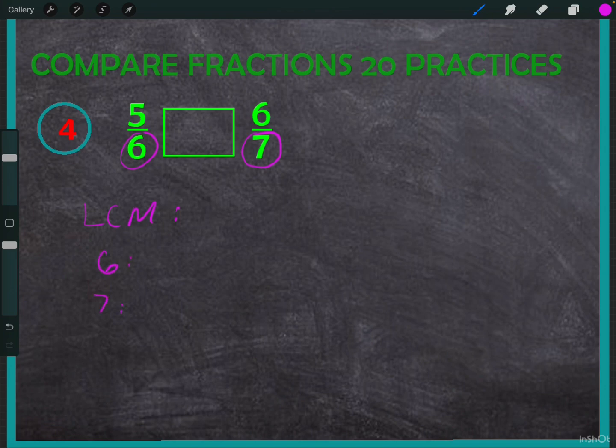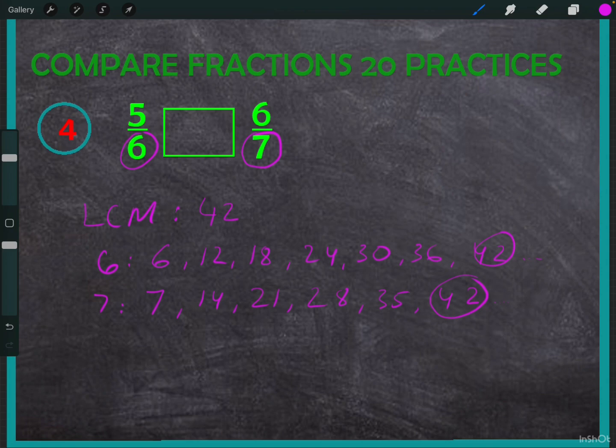First, we will find the multiples for number 6. 6 times 1 is 6, 6 times 2 is 12, 6 times 3 is 18, 6 times 4 is 24, 6 times 5 is 30, 6 times 6 is 36, 6 times 7 is 42, etc. For the 7, we can find that 7 times 1 is 7, 7 times 2 is 14, 7 times 3 is 21, 7 times 4 is 28, 7 times 5 is 35, 7 times 6 is 42, etc. We see that 42 is the least common multiple, or the LCM, of number 6 and number 7.